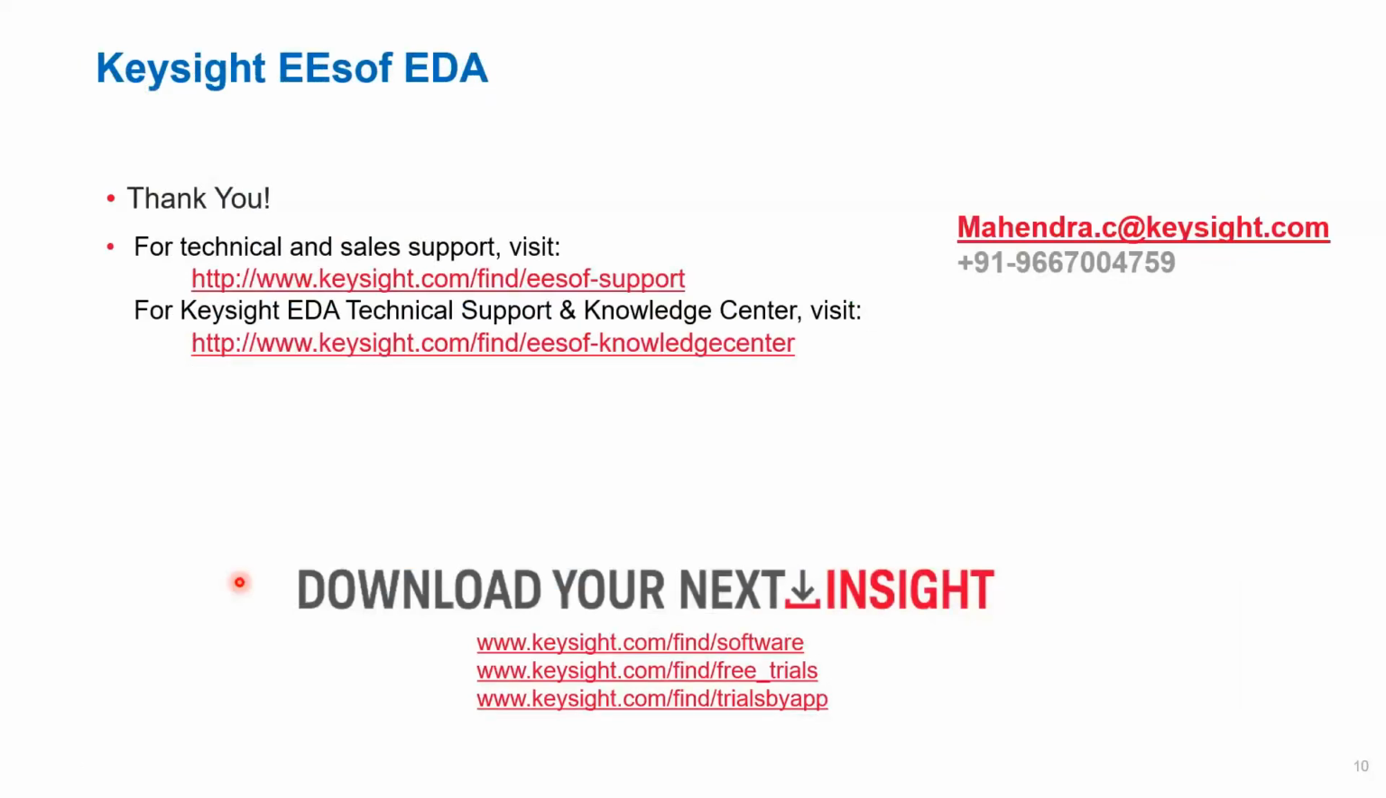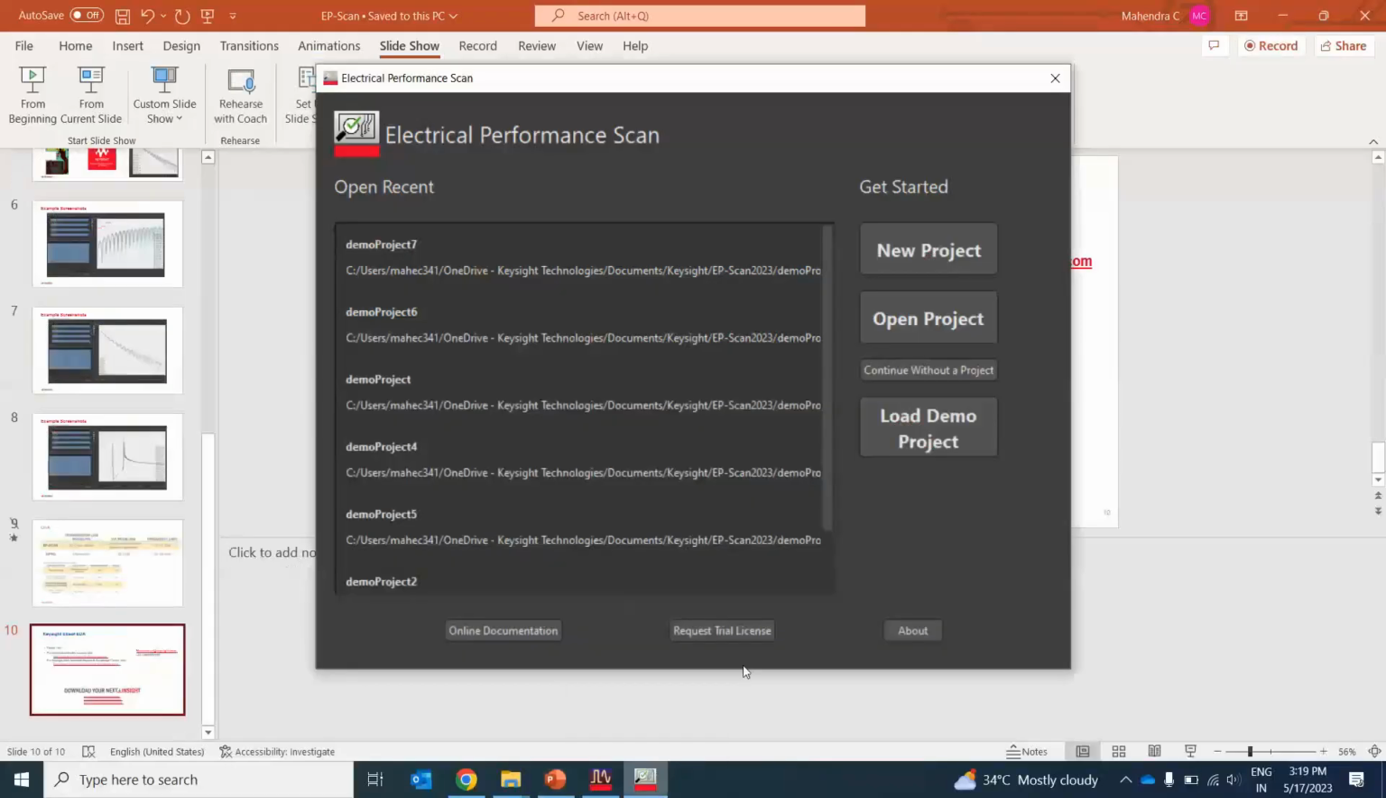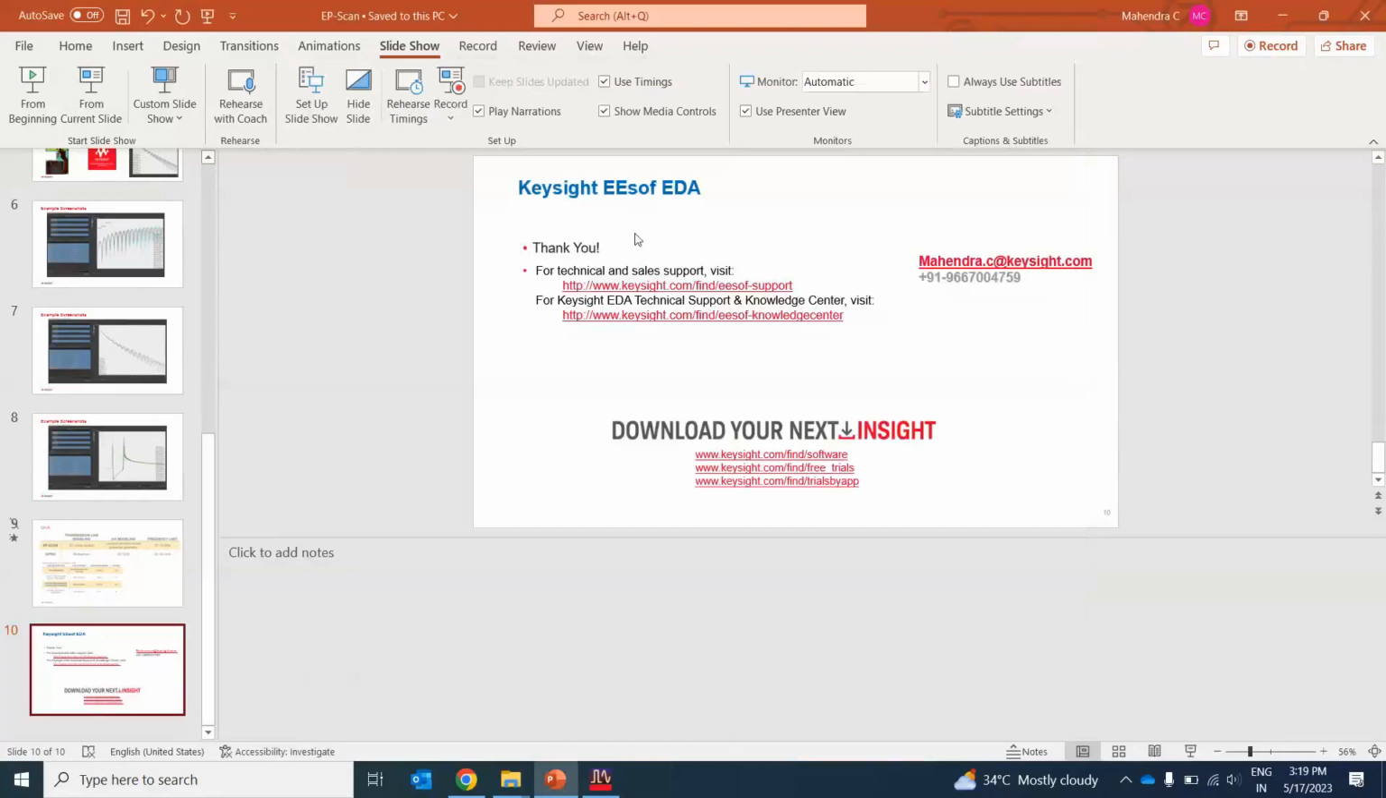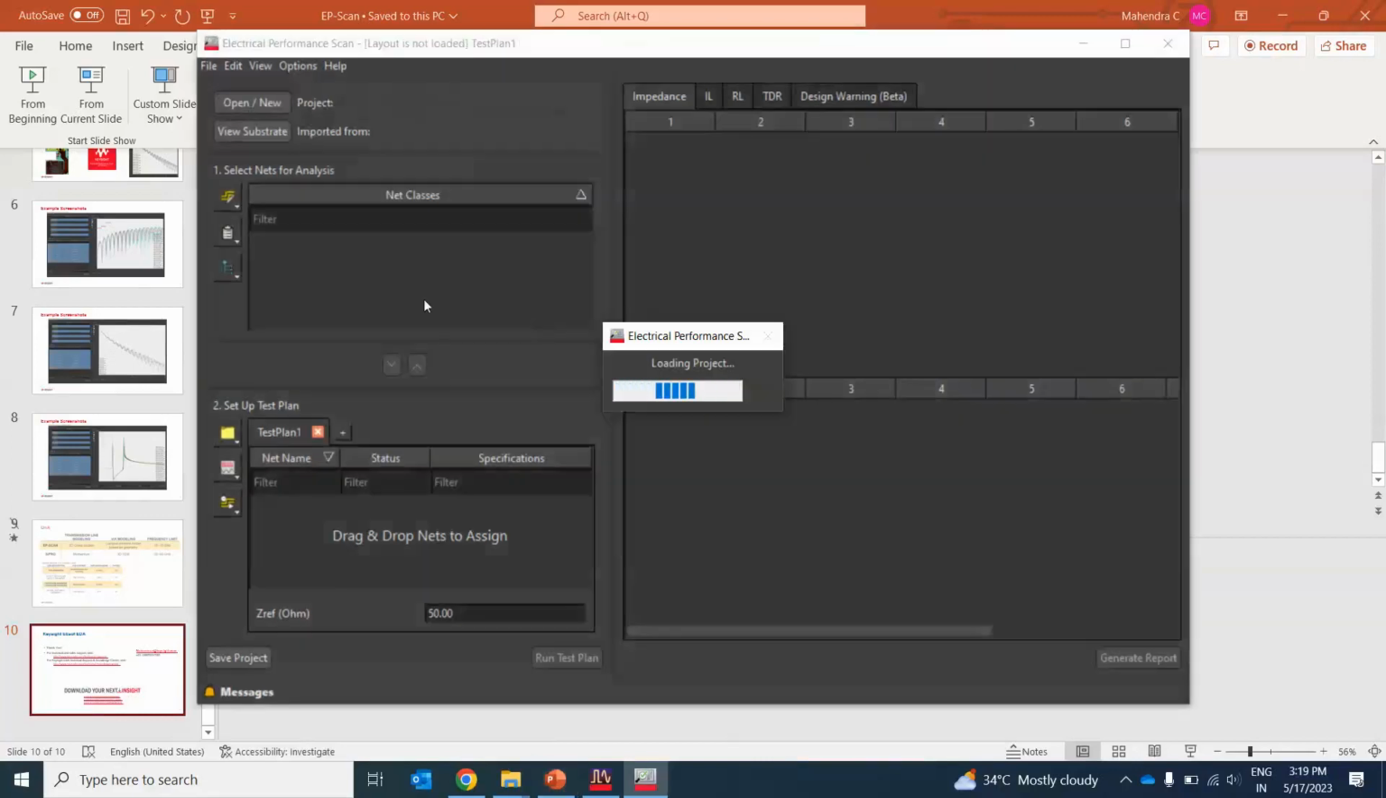This is the EP scan overview. The idea here is a quick simulation which we run on my layout file. We just import the ODB or IPC-2581, run the simulation, and get the results in terms of plots as well as the HTML report. Let me take you to the demo. This is the EP scan tool. Let's take one of your EP scan projects. As mentioned, you can import the ODB or IPC-2581 data. This is the GUI of EP scan.